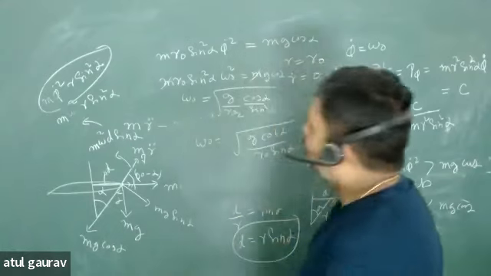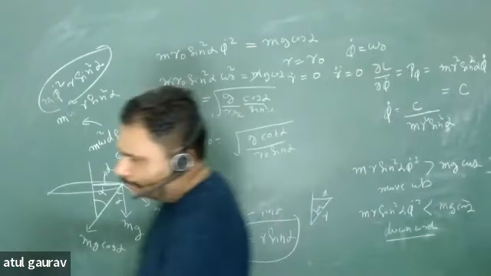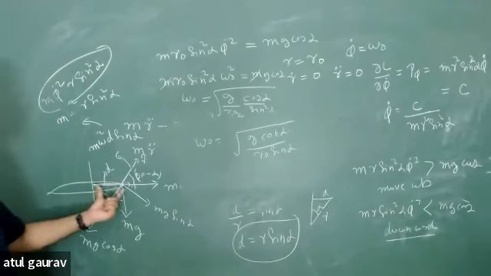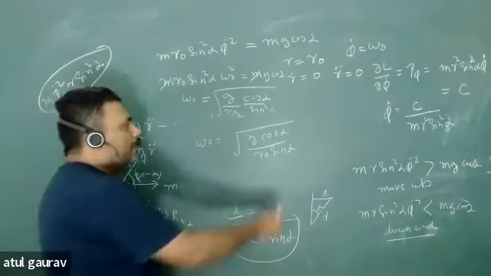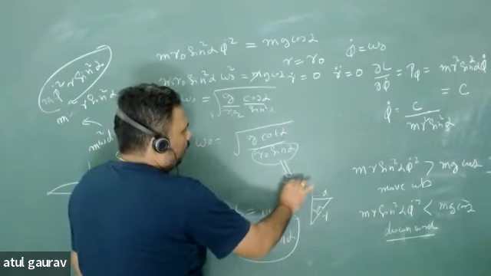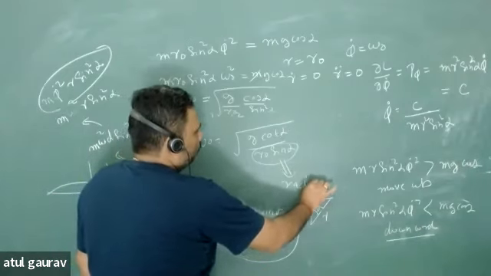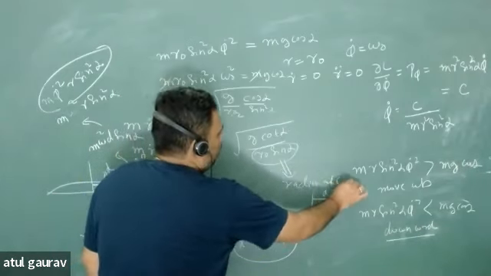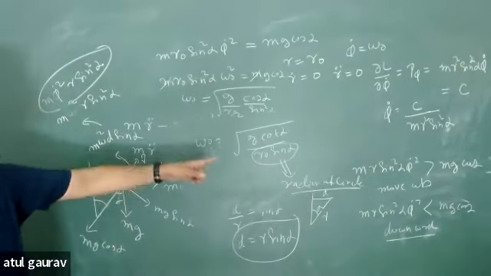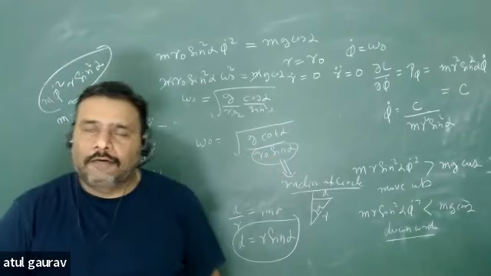And what is R naught sine alpha? What is R naught sine alpha? Sir, the radius. The radius of the circle, right? So you can write R naught sine alpha. You can just go for the radius of the circle. This came in the TIFR exam, right? So you can just easily find the omega naught in terms of the radius of the circle.